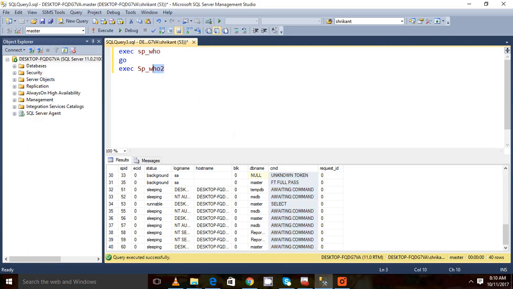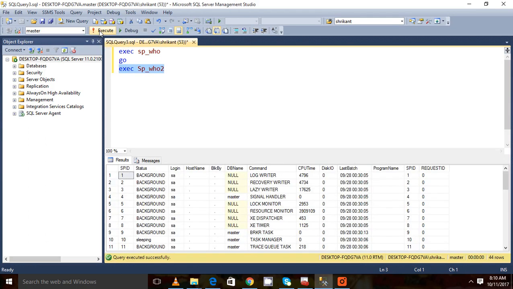Basically there is another SP which will give us more information than sp_who. If I try to understand the columns here, I can see the first column is the SPID, same as before, which gives me the session ID, right? Next is the status of that particular session, then the login name, then the host name and blocked by.